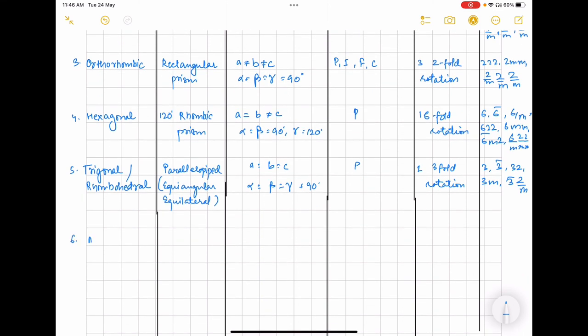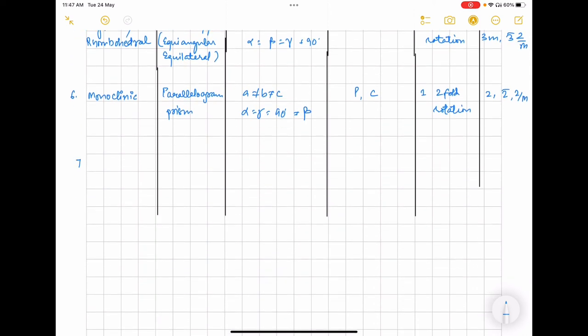Sixth was monoclinic. It has a parallelogram prism as the unit cell, where A not equal to B not equal to C, and it had a unique B axis. B axis was pointing upwards, so angles were alpha equals gamma equals 90 and not equal to beta. Only primitive and end centered exist in monoclinic. It has one 2-fold rotational axis. The point group symmetries are 2, 2-bar, 2/m.